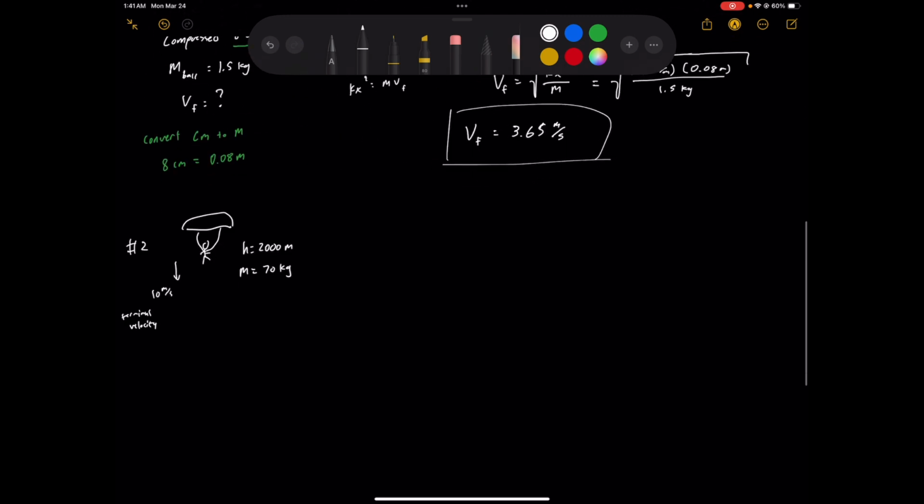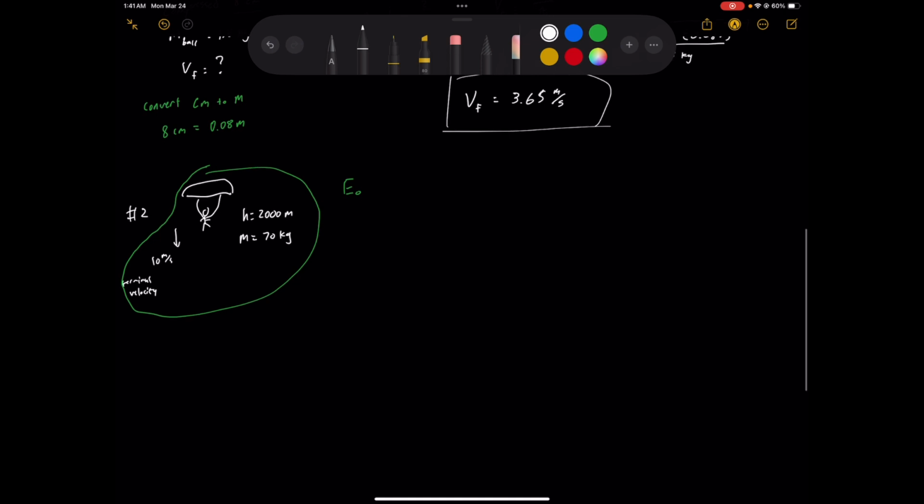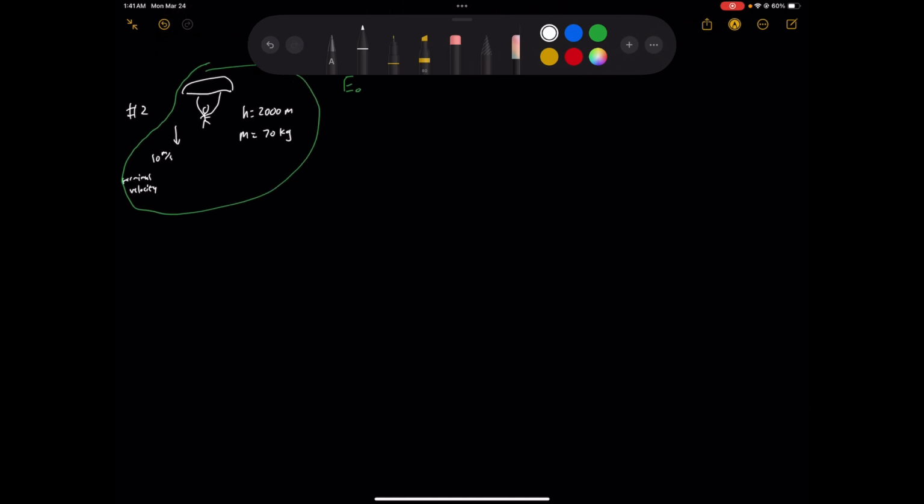I'm going to use the same kind of color scheme here. So this is the initial energy, E naught, the initial energy of the system. The final energy of the system, which I'll draw just below because he's falling. We're going to look at his energy at a height of 100 meters.